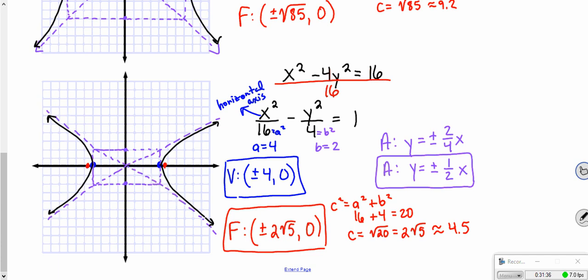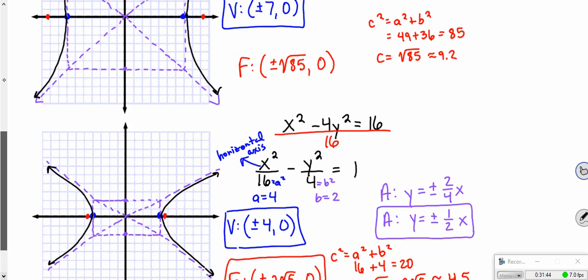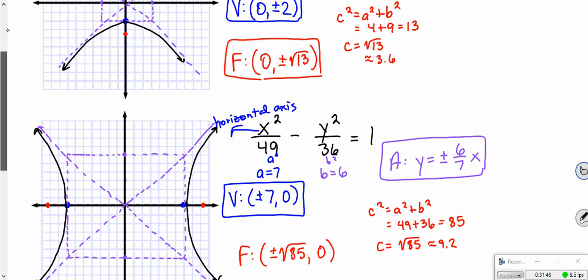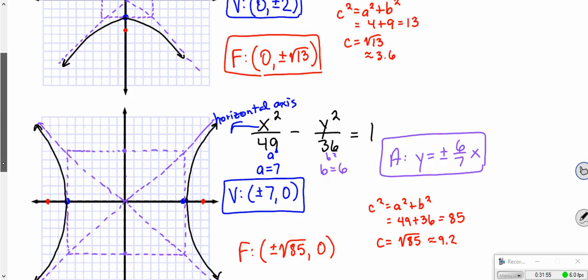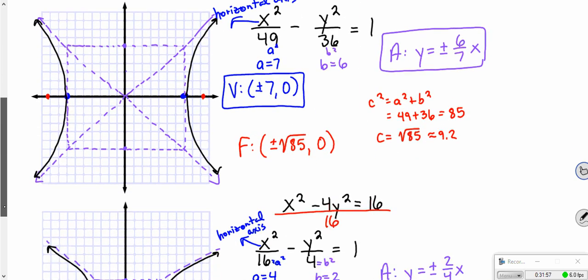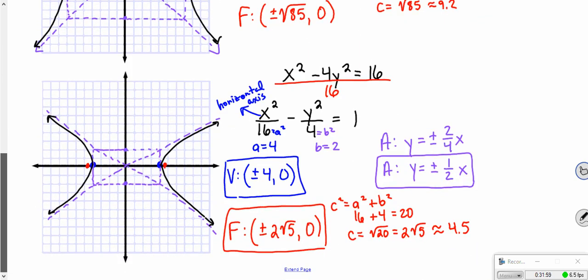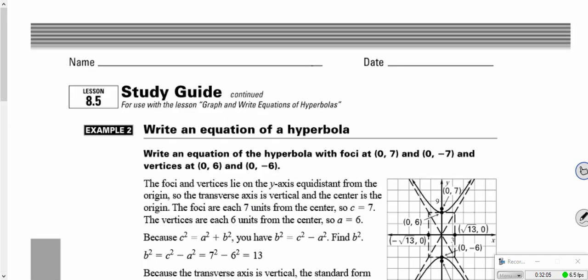Okay, so again, if you start with x squared, your transverse axis is horizontal. If you start with y squared, like we did the first one, let me scroll up, your transverse axis is vertical. Okay, and then your branches are pointing up and down. If you start with x squared, your branches are pointing left and right. Okay, let's move on. Backside of your study guide.